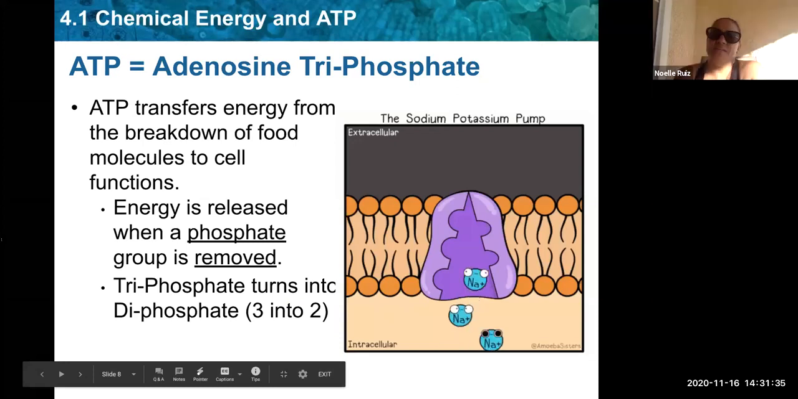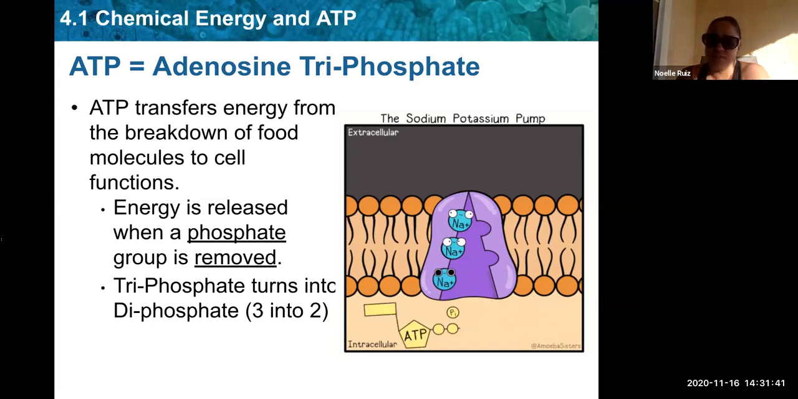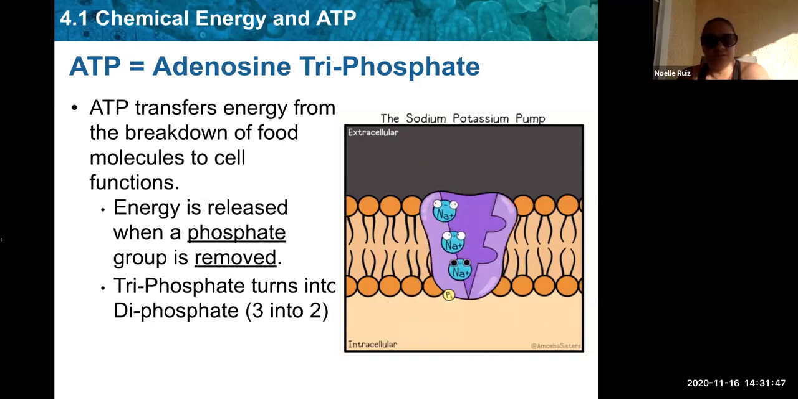More about ATP, it transfers energy from the breakdown of food molecules to cell functions. Energy is released when a phosphate group is removed. A bond is broken, we get energy. And the triphosphate, the 3, turns into a diphosphate. Di means 2.